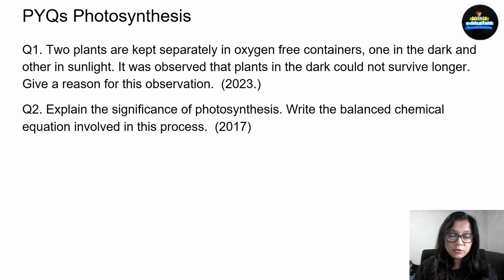The first question: two plants kept separately in oxygen-free containers, one in the dark and the other in sunlight. It was observed that the plant in the dark could not survive longer. Give a reason for this observation. This question was asked in 2023. So I think you all know the answer.